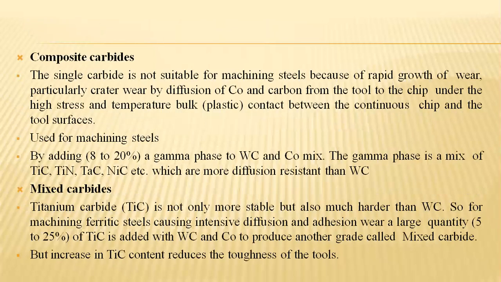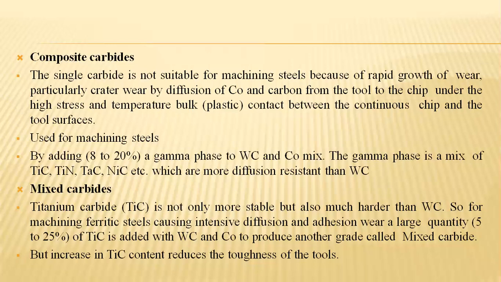Regarding composite carbides, they are used for machining steels, even HSS steels, which get stability upon adding 8 to 20% of a gamma phase to the WC cobalt mixture. This phase mixture of titanium carbide, titanium nitride, tantalum carbide, or niobium carbide, etc., gives more diffusion resistance than tungsten carbide.